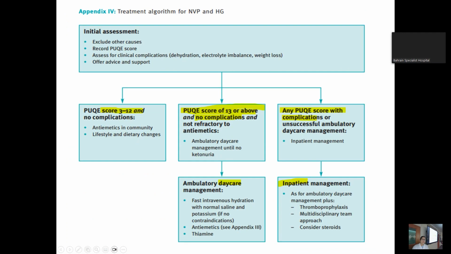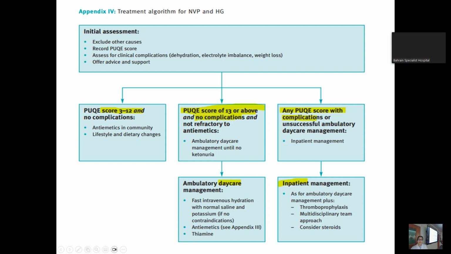So after this quantification, we put the patient in one of three categories. When the score is 3 to 12 and there are no complications, antiemetics are given for home, and the patient is advised on lifestyle and dietary changes. When the score is 13 or above but there is no complication, then daycare management is sufficient in the form of fast intravenous hydration with normal saline, antiemetics, and thiamine supplementation.